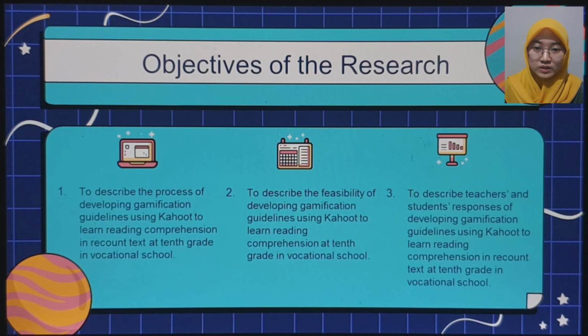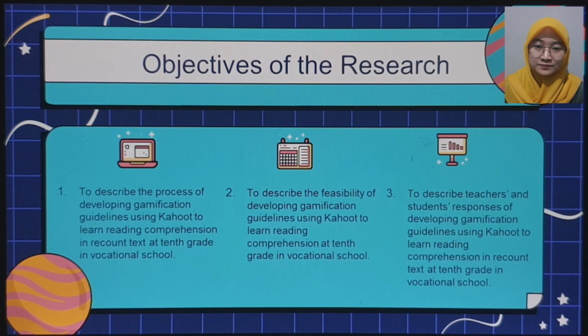Next, objectives of the research. There are 3 objectives of the research. 1. To describe the process of developing gamification guidelines using Kahoot to learn reading comprehension in recount text at 10th grade in vocational school. 2. To describe the feasibility of developing gamification guidelines using Kahoot to learn reading comprehension at 10th grade in vocational school. 3. To describe teachers' and students' responses to the developed gamification guidelines using Kahoot to learn reading comprehension in recount text at 10th grade in vocational school.